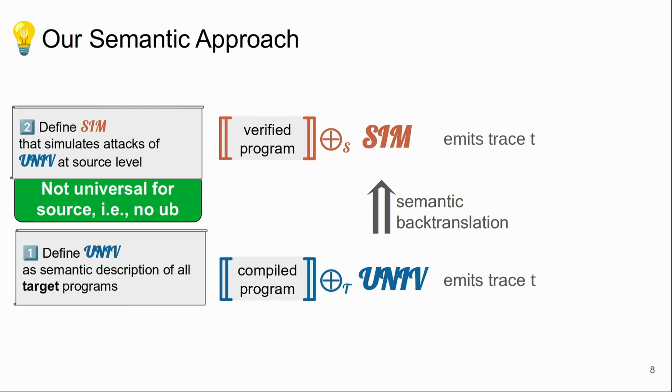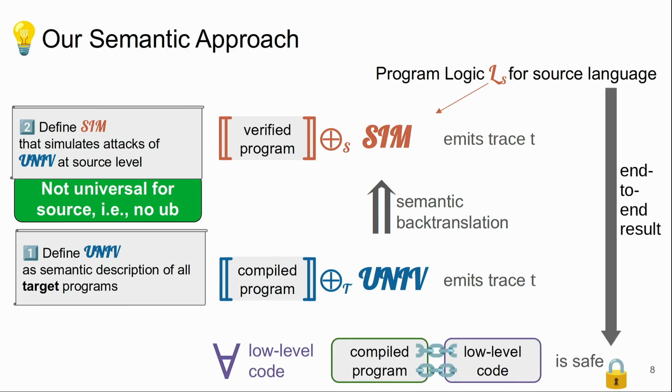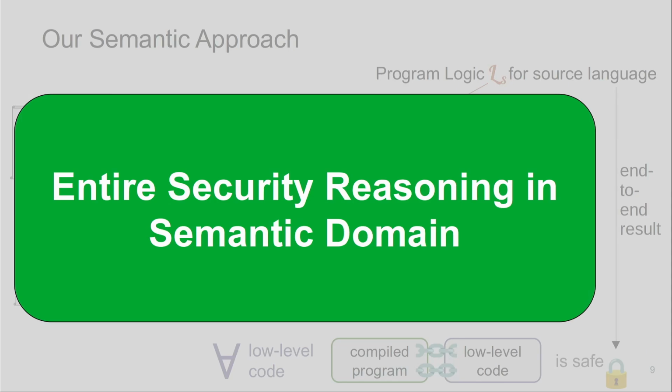To make sure that the simulator and the universal contract don't appear in the end-to-end result and are not part of the trusted computing base, we build a program logic on top of that to verify programs robustly safe against the simulator. Then we use this semantic approach as a tool to get the end-to-end result that the compiled program is robustly safe when linked together with arbitrary low-level code. So our key idea is to structure the proof differently and do the entire security reasoning in the semantic domain.